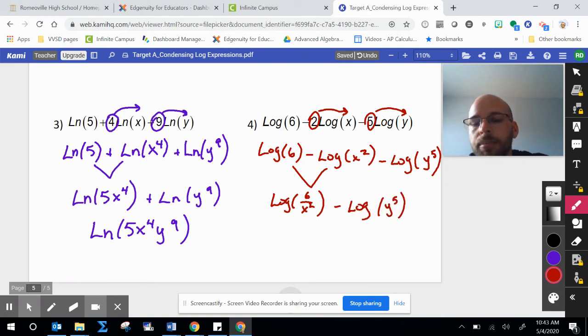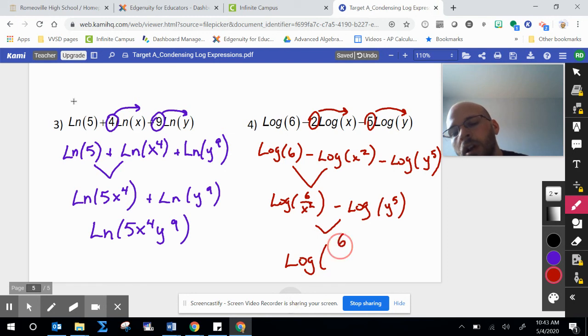Now I have a second piece that's going to be divided. And really all that means is that it's going to go into the denominator. If I put these together, I'm going to have the log of 6 divided by x squared, and it's got to be divided by a y to the 5th. So if you have 2 things that are subtracted, then both of those arguments are going to be in the denominator of your answer. And that's where I get my answer from.